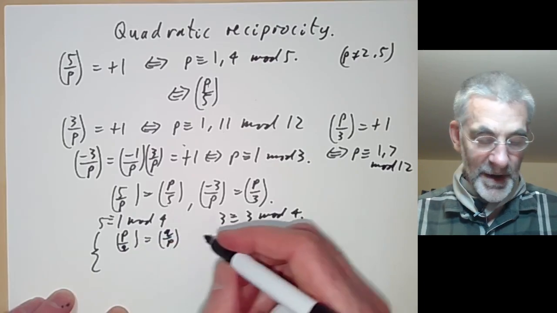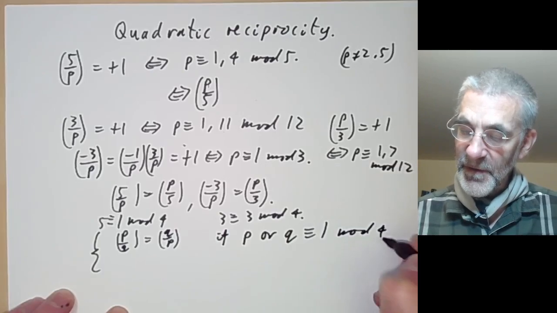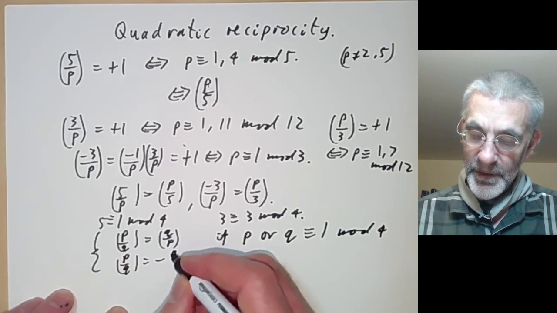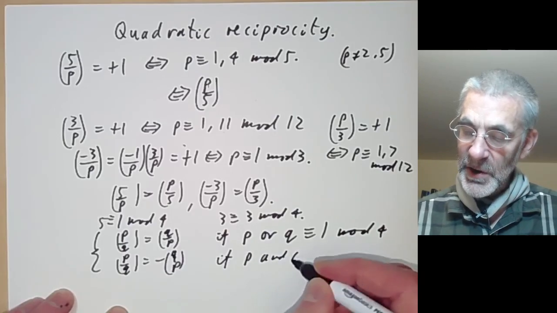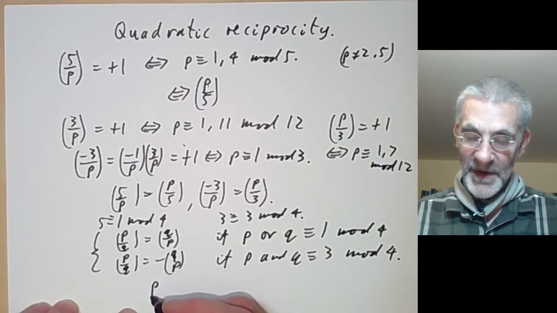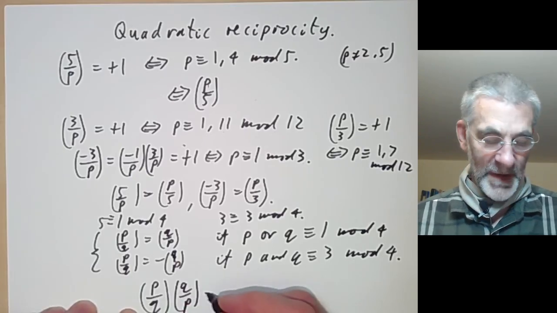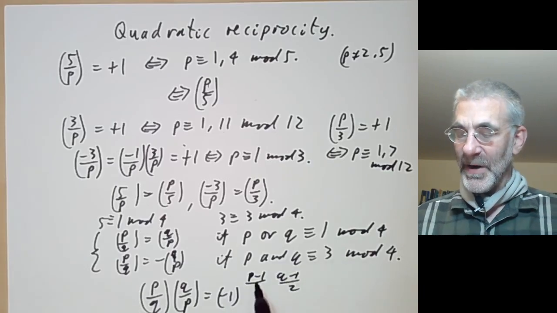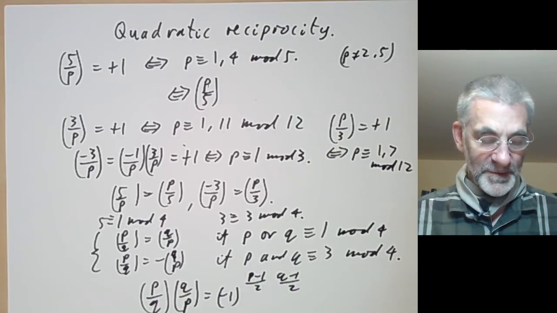More precisely, (p over q) equals (q over p) if p or q is congruent to 1 modulo 4, and (p over q) is equal to minus (q over p) if p and q are both congruent to 3 modulo 4. This is often written in various slightly different forms. For example, we might write it as (p over q) times (q over p) is equal to minus 1 to the power (p minus 1) over 2 times (q minus 1) over 2, because this expression is odd exactly when p and q are 3 modulo 4.